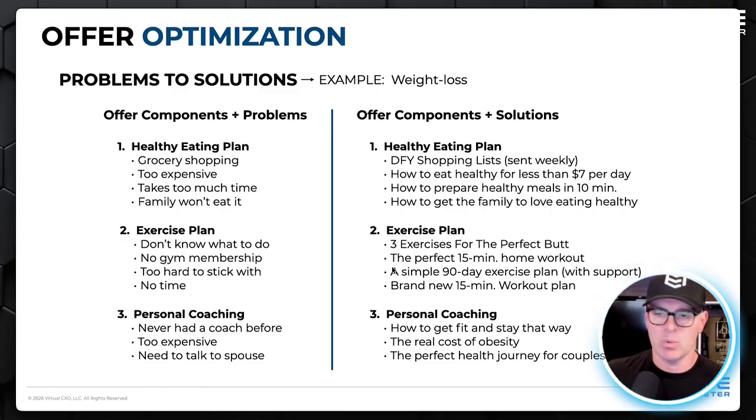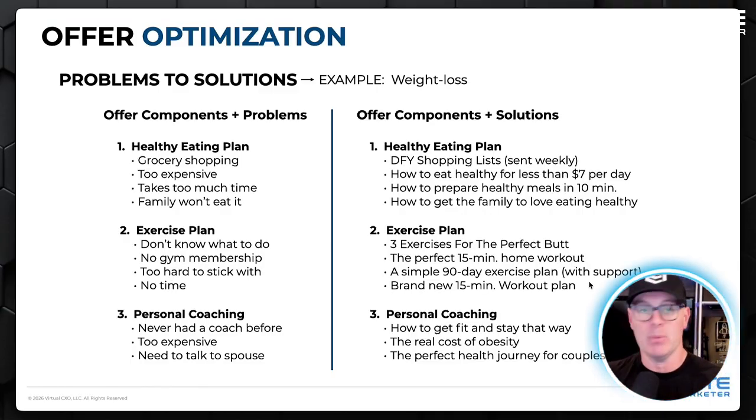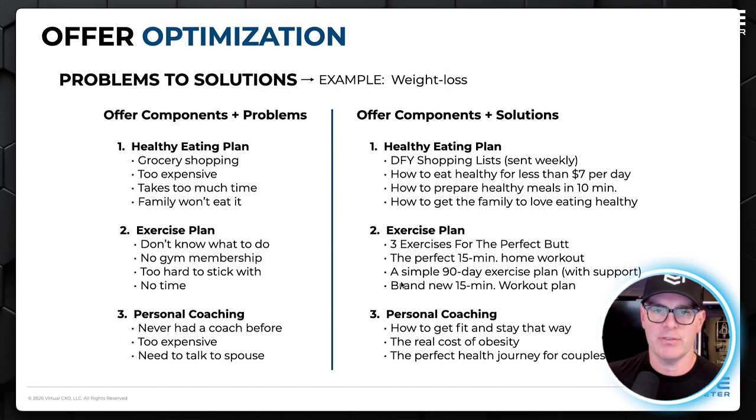It's too hard to stick with. A simple 90-day exercise plan with support. There's no time. Brand new 15-minute workout plan. By identifying the objection, by identifying the problem and creating the solution in the offer, what are we doing here? We're pre-framing the sale. By the time people get on the phone, you should have knocked down all their objections with the components of your offer. That's the purpose of this.